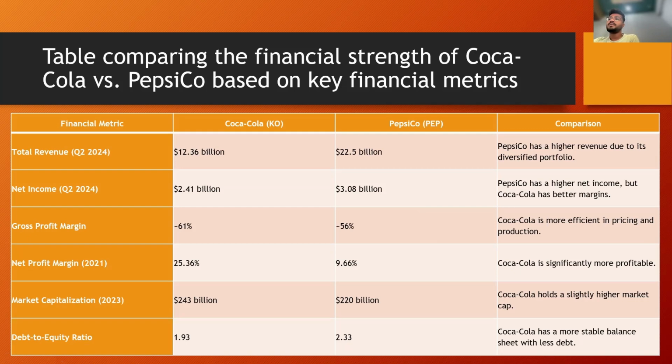For gross profit margin, Coca-Cola is more efficient in pricing and production. In net profit margin, Coca-Cola is significantly more profitable. In market capitalization, Coca-Cola holds a slightly higher market cap. And in debt to equity ratio, Coca-Cola has a more stable balance sheet with less debt.